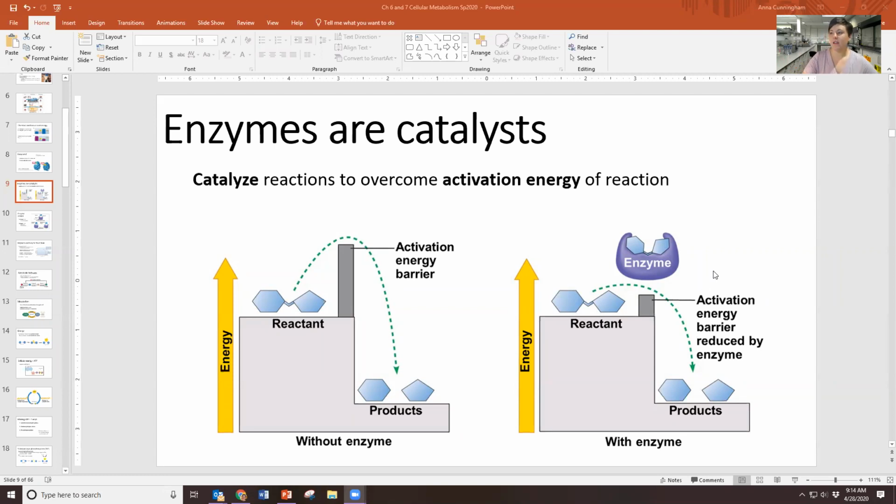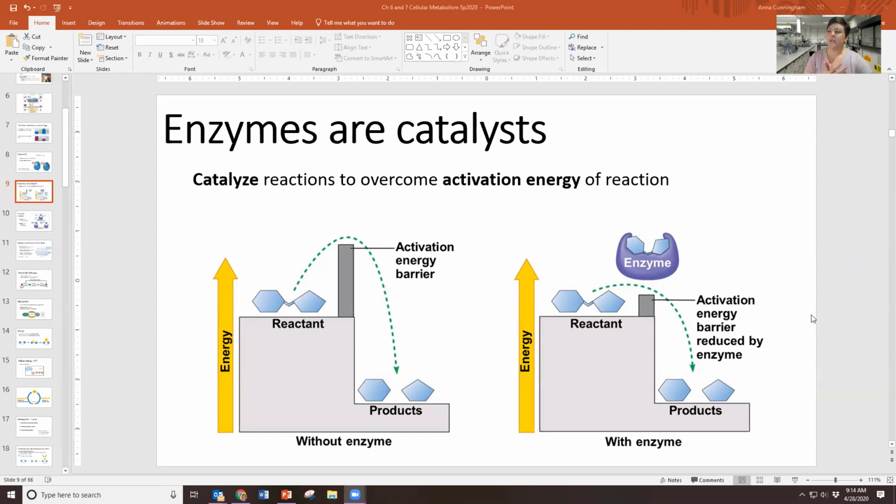So again, enzymes are going to speed up reactions. That's why they are called catalysts. And again, a catalyst is something that speeds something up. In this case, we're talking about chemical reactions. But in all reality, you're looking at this reaction of breaking that bond, and that's probably not going to happen without the help of an enzyme.